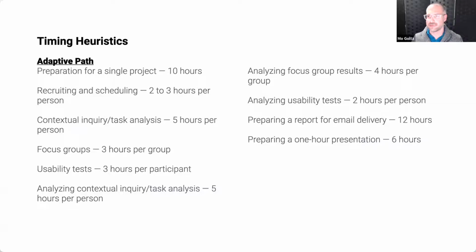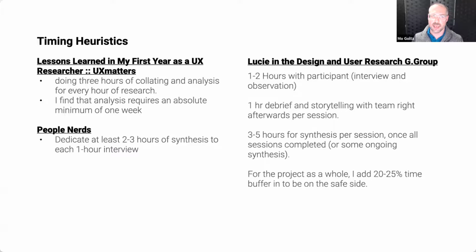Adaptive Path, when they used to exist before they got acquired. I've written some blog posts of recommended time for how long it's going to take you to do certain activities. And yeah, so that's robust research planning in a little bit under half an hour. And I would love to take some questions.